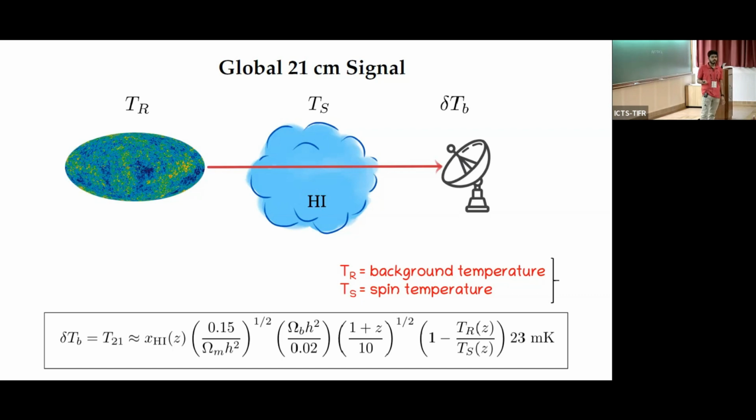XH1 is the neutral hydrogen fraction at a redshift Z. Omega M is the matter energy density parameter today. Omega B is the baryonic energy density parameter today. This TR, as I said, is the background temperature, typically taken to be the CMB temperature. And last but not the least, we have the TS, that is the spin temperature.